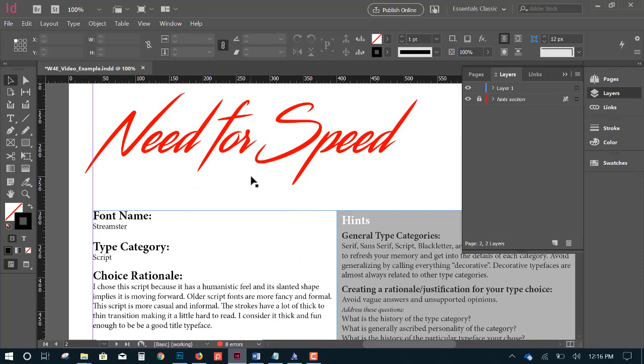My second example is Need for Speed. I was tempted to just use some sort of Fast and the Furious font, and I thought to myself, well, I'll find a script instead. And I found a script that looks like it's moving fast because it's italic and it's tilted forwards. I also chose the color red because it's an exciting, warm, hot color, which a lot of times it's associated with speed, because blue is kind of calm and red is kind of exciting.